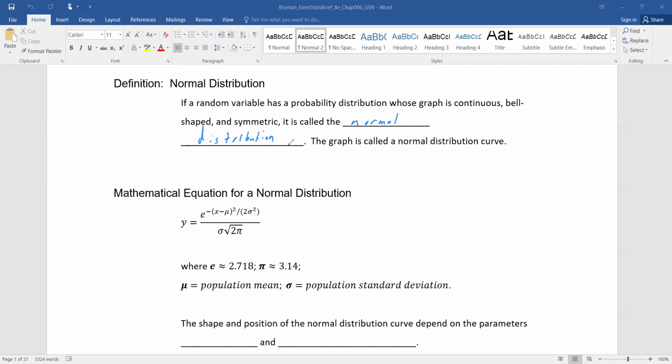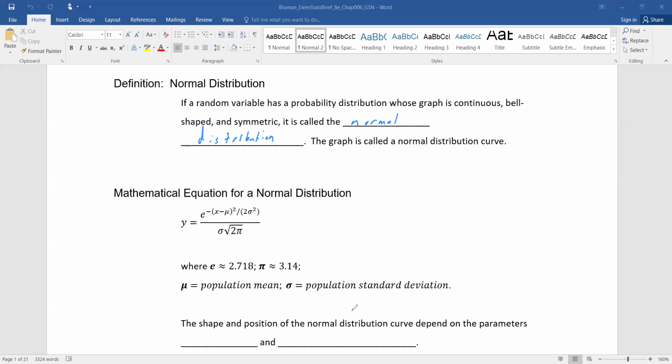All right, so the mathematical equation for normal distribution is as follows: y equals e raised to the negative of (x minus mu) squared divided by 2 times the variance, all divided by the standard deviation times the square root of 2 pi, where e is equal to 2.718, pi is equal to 3.14. Again, mu is the population mean, and sigma, lowercase sigma, is the population standard deviation. Just an FYI, that is a formula that helps us calculate the things of a normal distribution. You will never have to use that.